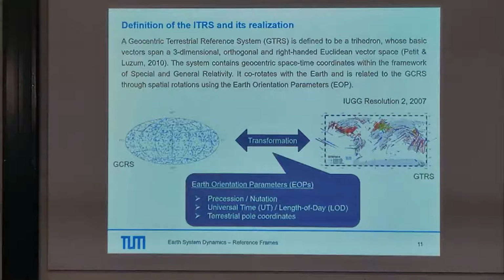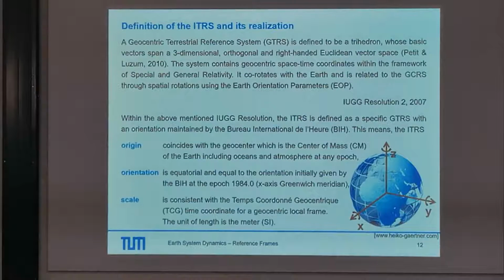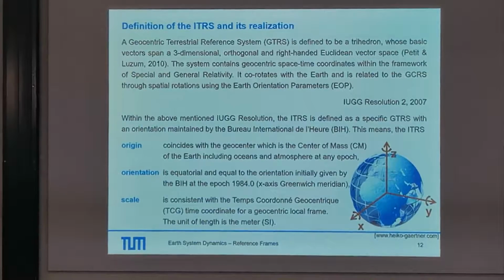So what does this mean here? Co-rotates with the Earth means that since you have an orientation given, the x-axis points through the Greenwich meridian, and the Earth is rotating around itself in one day. So also the Greenwich meridian is rotating. So co-rotating means that the reference system rotates with the Earth. So one day around itself, and 365 days around the Sun, and so on.